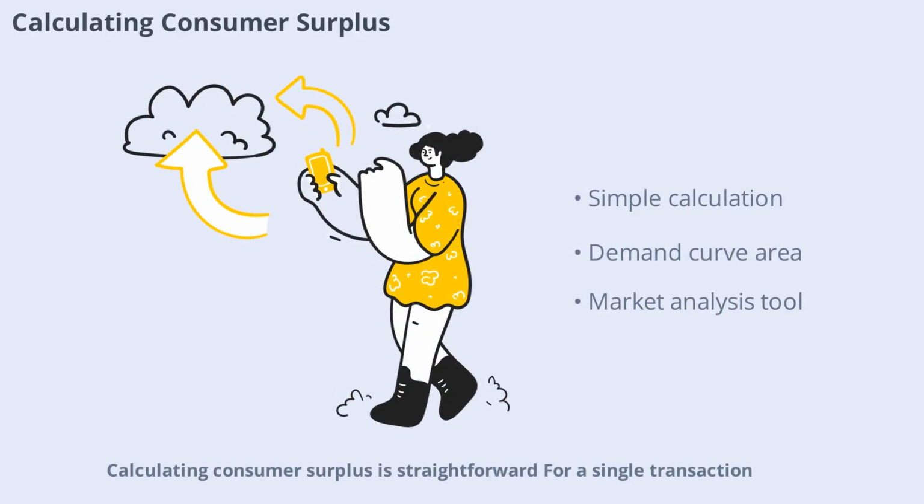Calculating consumer surplus is straightforward. For a single transaction, subtract the actual price paid from the maximum price a consumer is willing to pay. For the entire market, it's the area under the demand curve and above the market price. This calculation helps businesses and economists estimate how much value consumers are getting from their purchases, and it's a key part of market analysis.